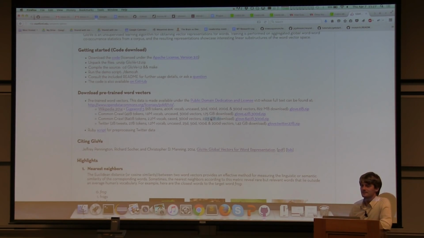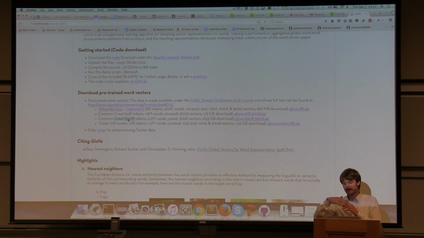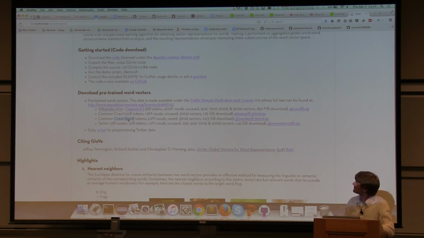Which one of these should we use? The best one is the Common Crawl one. We saw in last lecture, in terms of performance on various intrinsic and extrinsic measures, the larger the better. But when you download this file and you look at it, you'll observe that in total this is 2.2 million different word vectors, and each one is 300 dimensional.